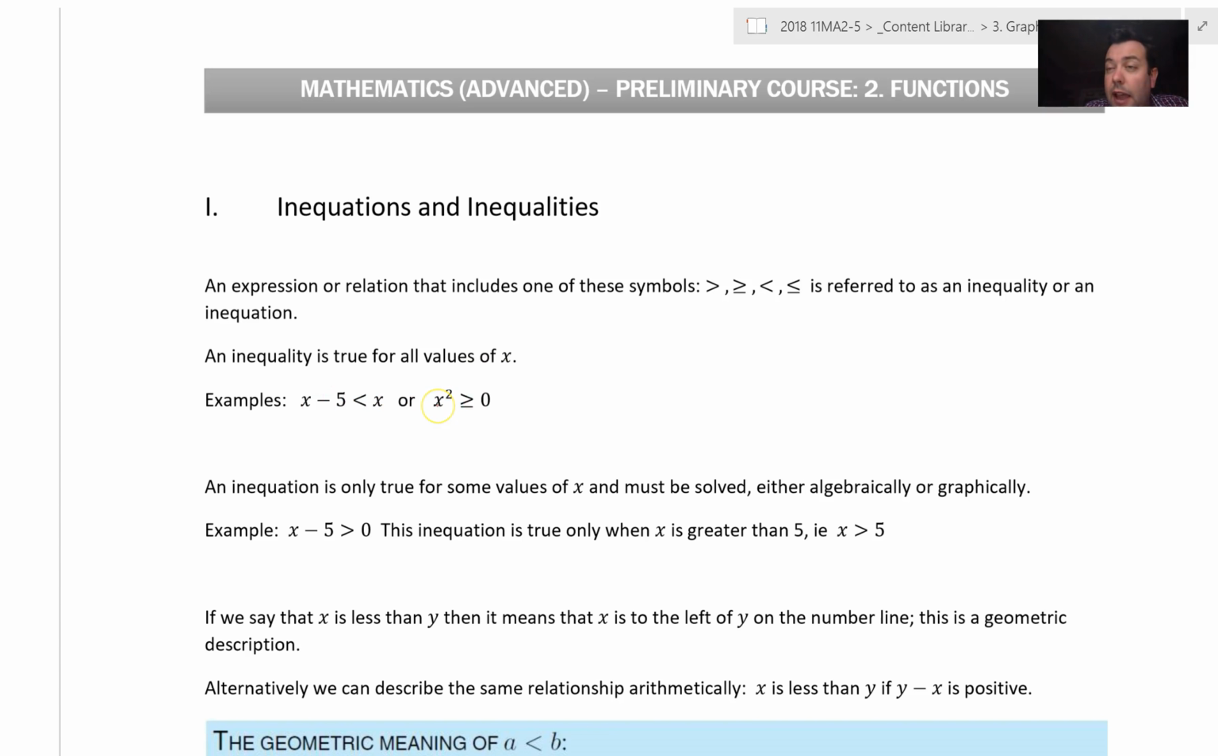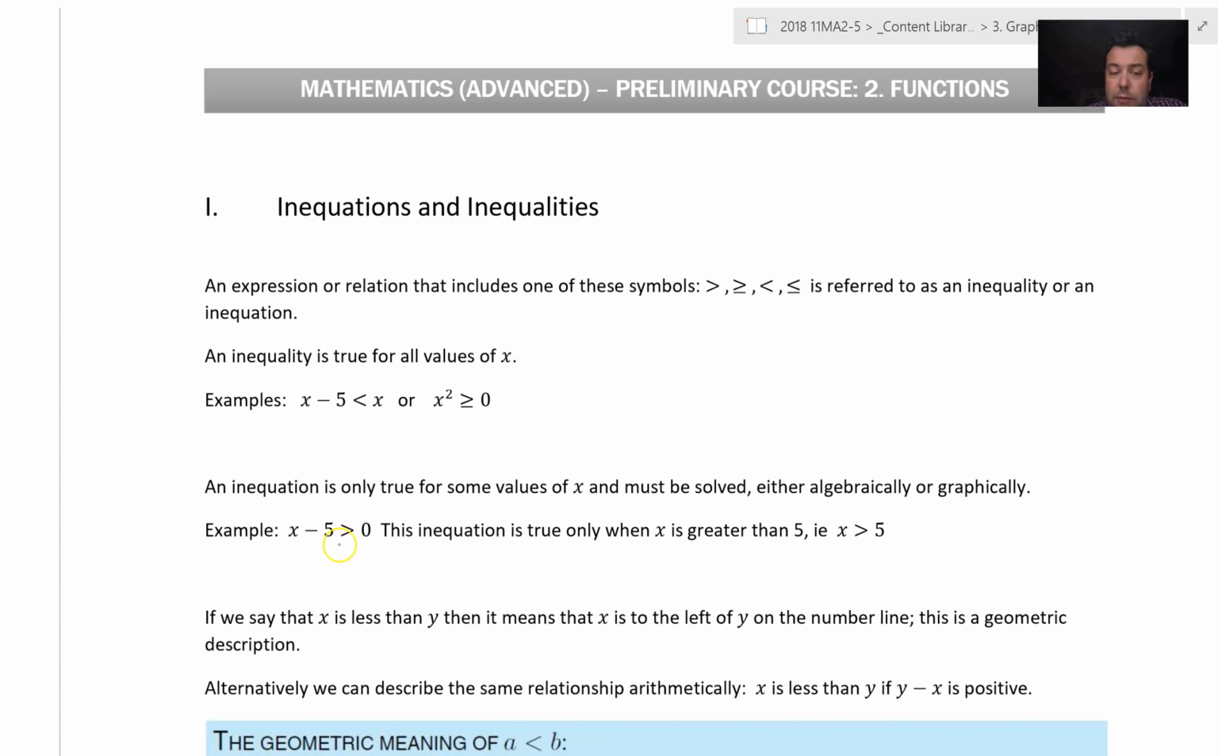Second example here, x squared is greater than or equal to 0. If x is a positive number and I square it, I get a positive number that's greater than or equal to 0. If x is 0 and I square it, I get 0, and that's greater than or equal to 0. If x is a negative number and I square it, I get a positive. So that is greater than or equal to 0. That is true for all values of x. That's an inequality.